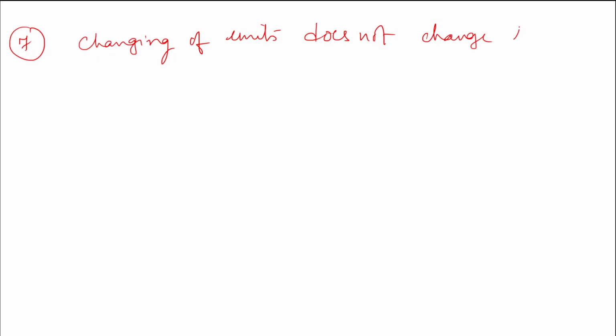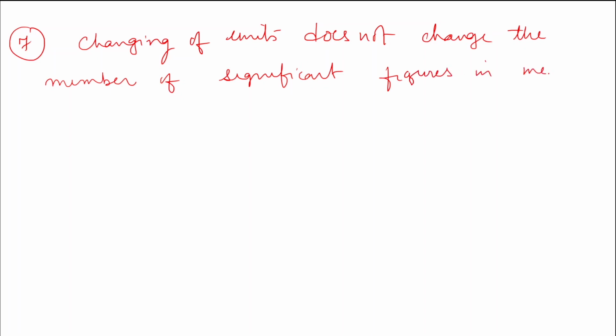So the 7th rule is what? If we change the unit, that does not actually change the number of significant figures in measurements. So changing of units does not change the number of significant figures in measurement. I repeat, changing of unit does not change the number of significant figures in measurements.